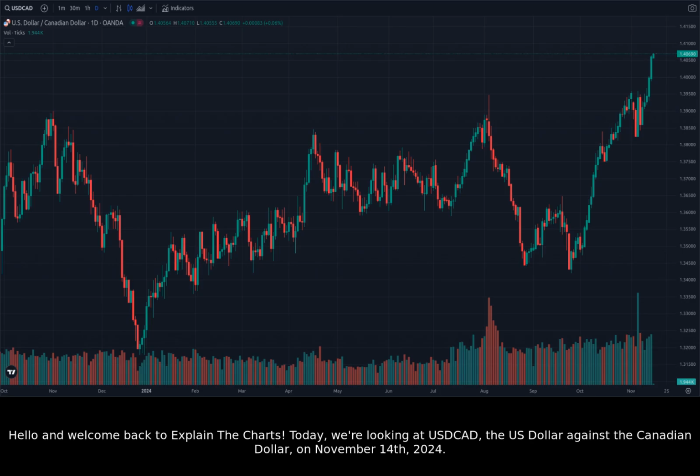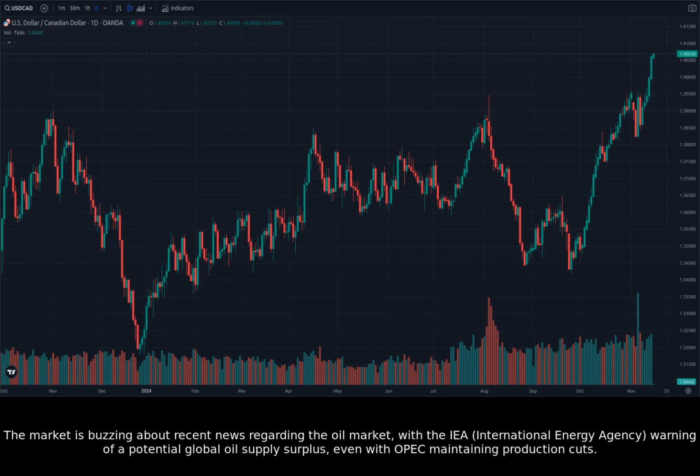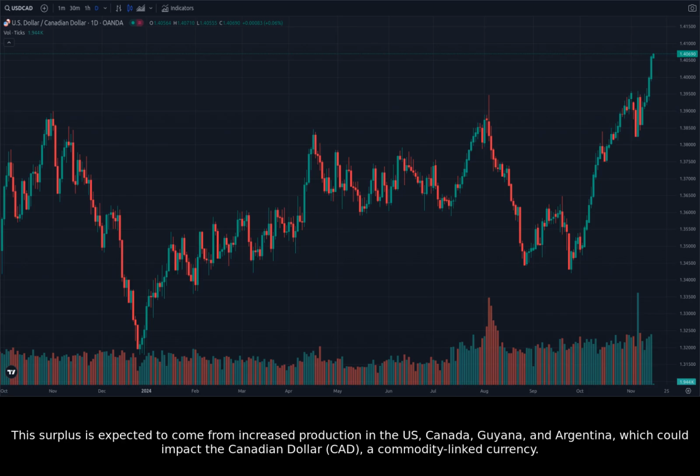Today, we're looking at USDCAD, the US dollar against the Canadian dollar on November 14, 2024. The market is buzzing about recent news regarding the oil market, with the IEA, International Energy Agency, warning of a potential global oil supply surplus, even with OPEC maintaining production cuts. This surplus is expected to come from increased production in the US, Canada, Guyana, and Argentina, which could impact the Canadian dollar, CD, a commodity-linked currency.